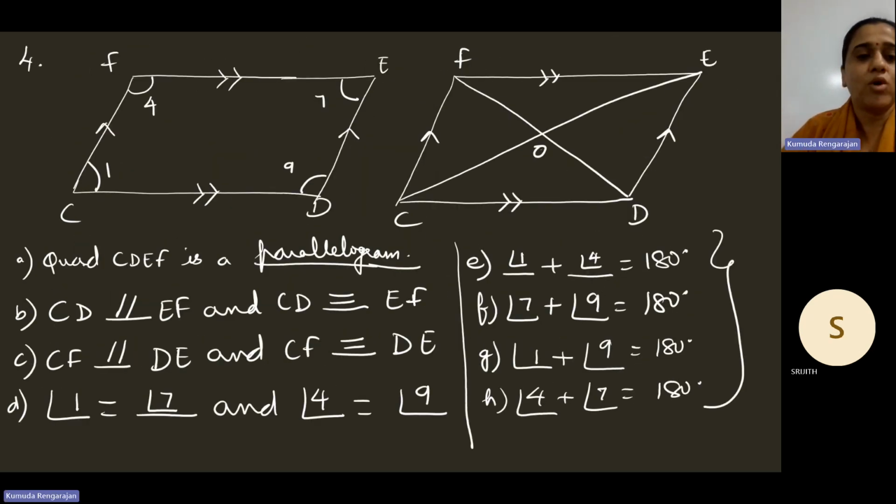In this figure, what can you mark? This side is equal to this side, and this side is equal to this side. Correct? In a parallelogram, opposite sides will be equal. All the sides are not equal. In a parallelogram, opposite sides are parallel, and only opposite sides are equal.